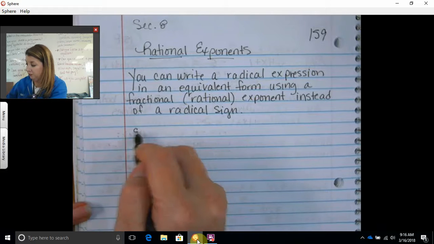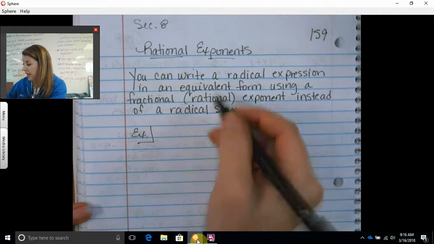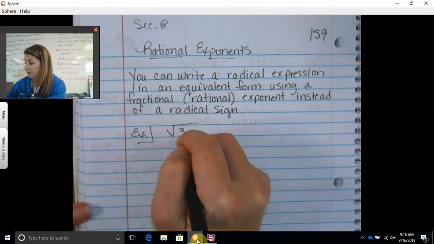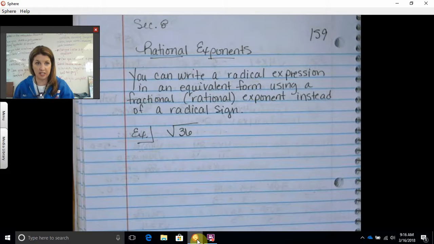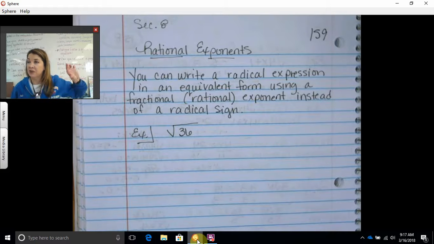So for example, if I have the square root of 36, I know the square root of 36 is 6. I'm not taking the square root right now. I want to rewrite it instead of writing it as a radical. I want to rewrite it so that there's no radical, but it has an exponent that's a fraction. Okay, you can do that.